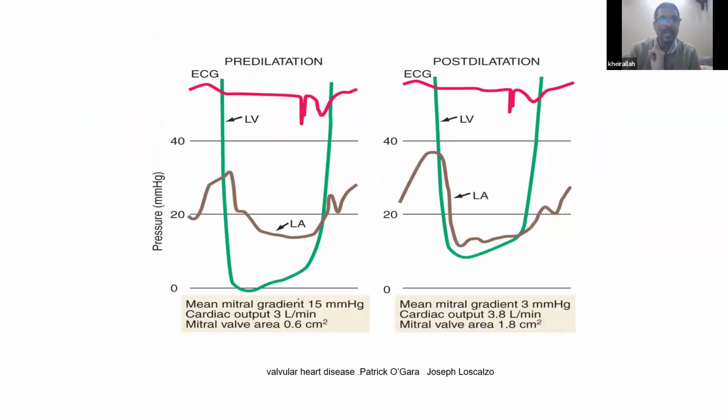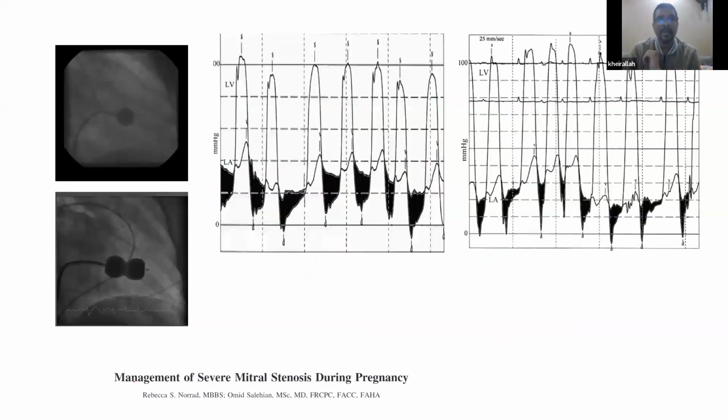And here again, look, the mean mitral gradient was 15, post ballooning it is 3. And the area was 0.6, post ballooning it's 1.8. Great achievement. Again, if you look at the black shaded area before the procedure and how it transformed after the procedure, there is a robust decrease in the mean gradient. And this is the ballooning. You see the ballooning? This balloon is called the Inoue balloon.